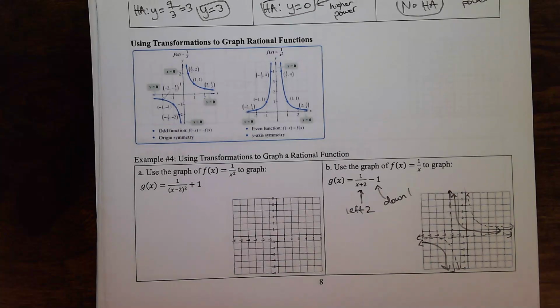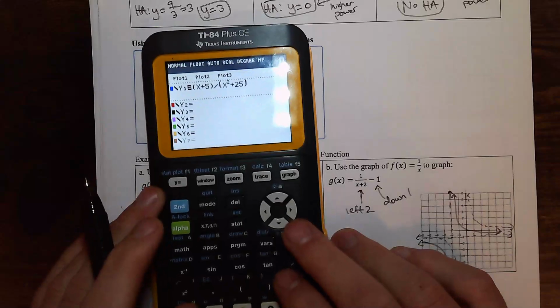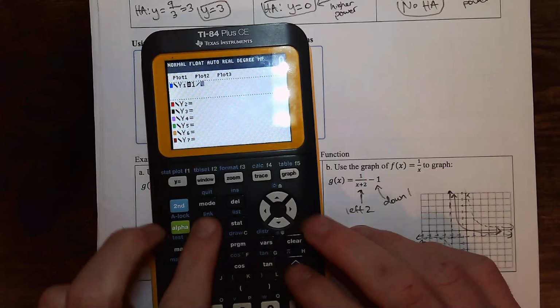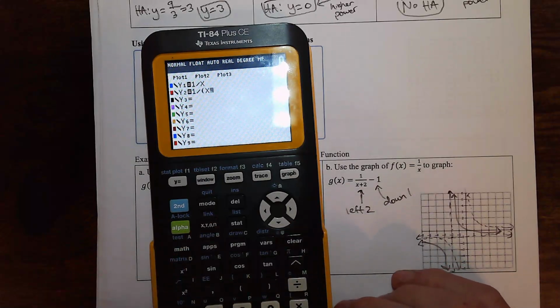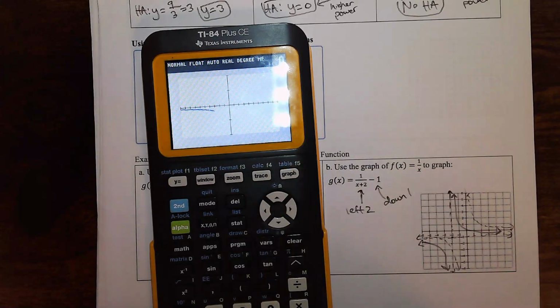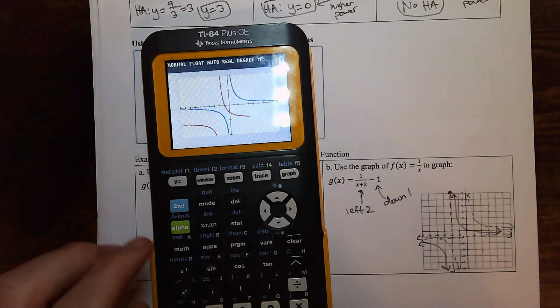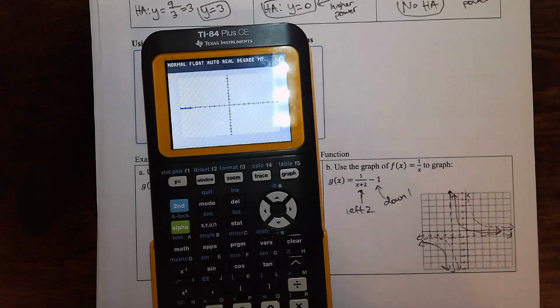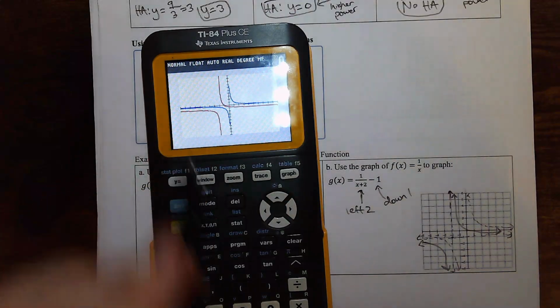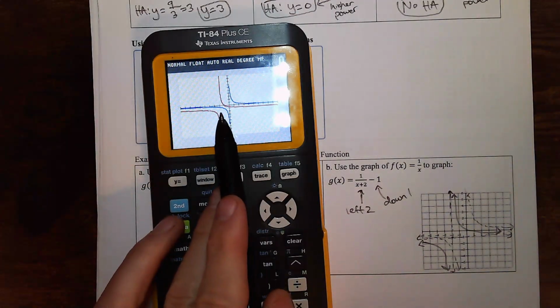You could also look at this in the calculator. I'm going to do the original in blue and then 1 divided by, I'm going to put this in parentheses, x plus 2, then -1. So you've got the original in blue, and I need to zoom out so you can see this. Zoom 6. You look at the blue and it shifts to the red. Okay, so there's your shift there. It goes left 2, down 1.